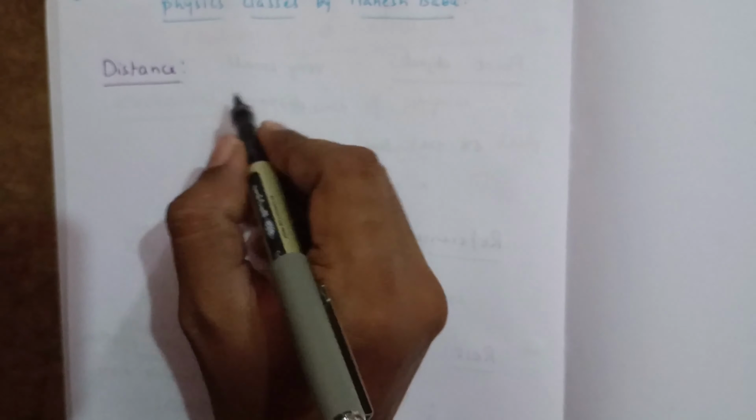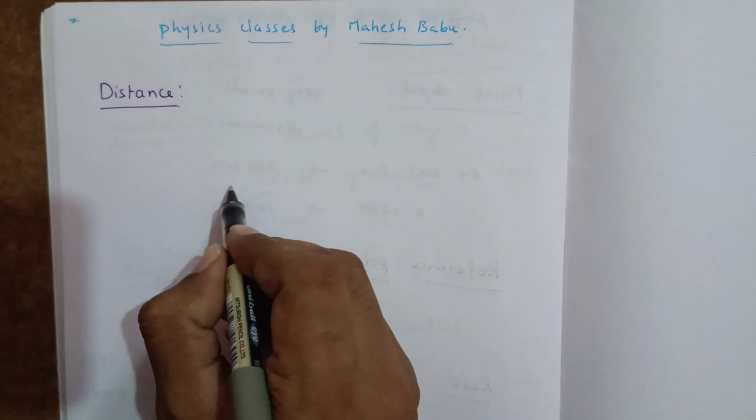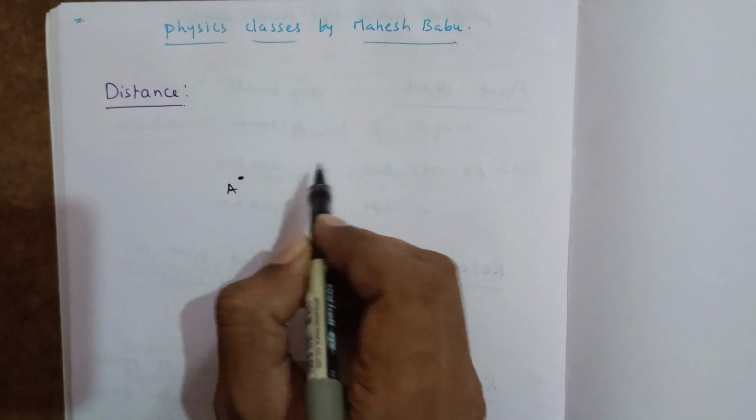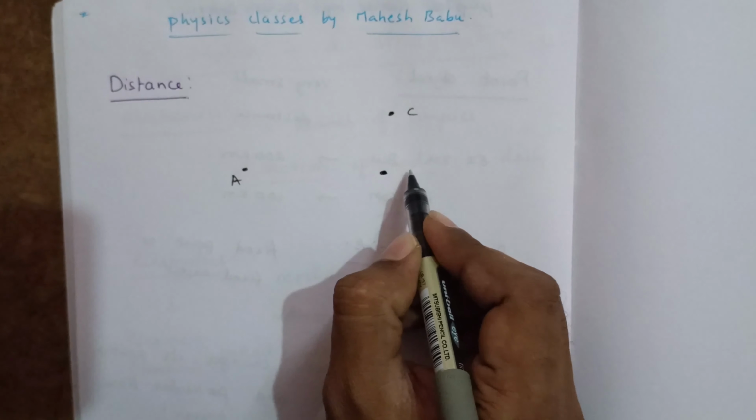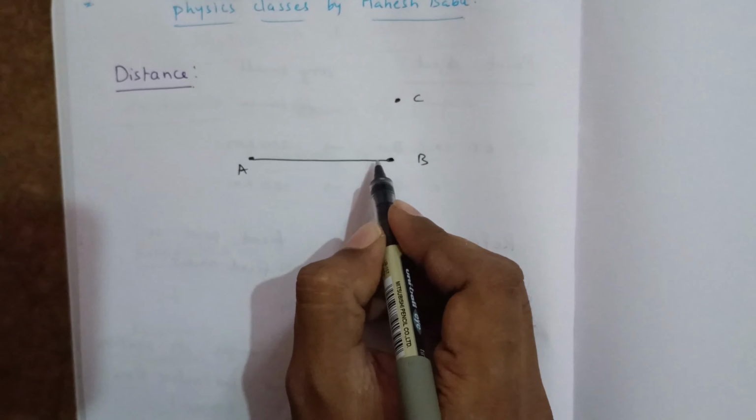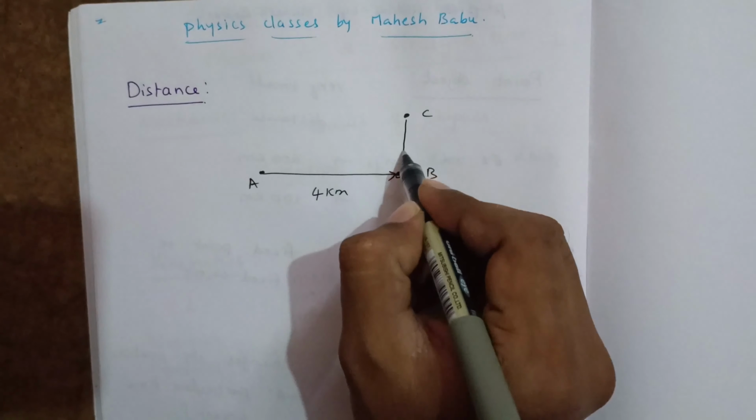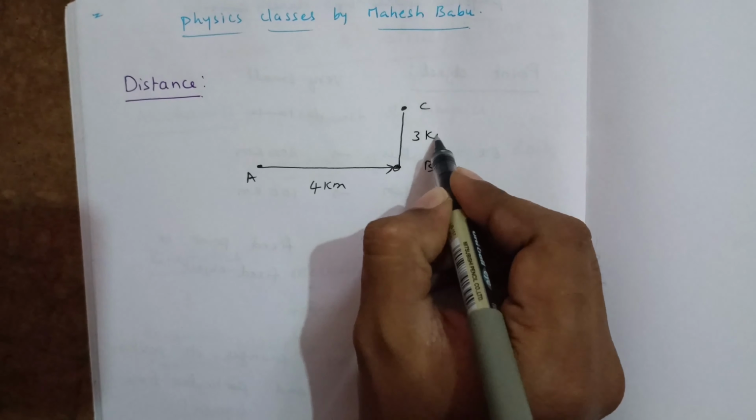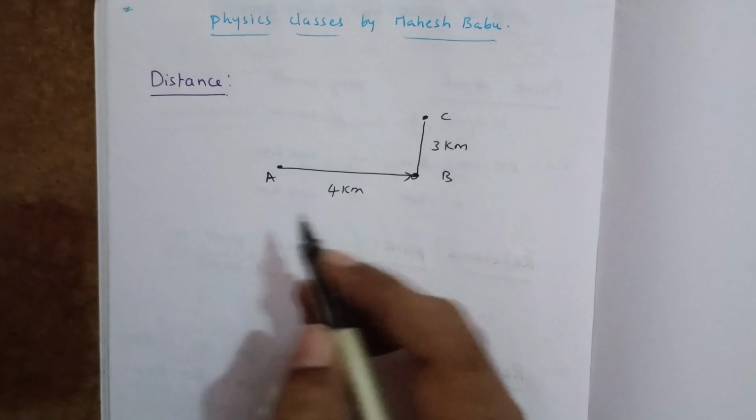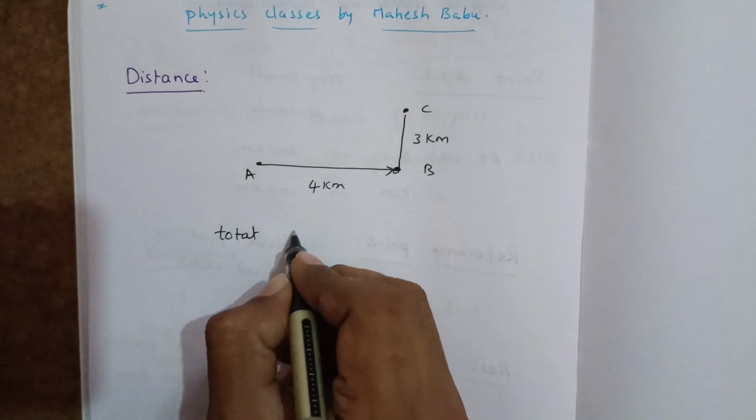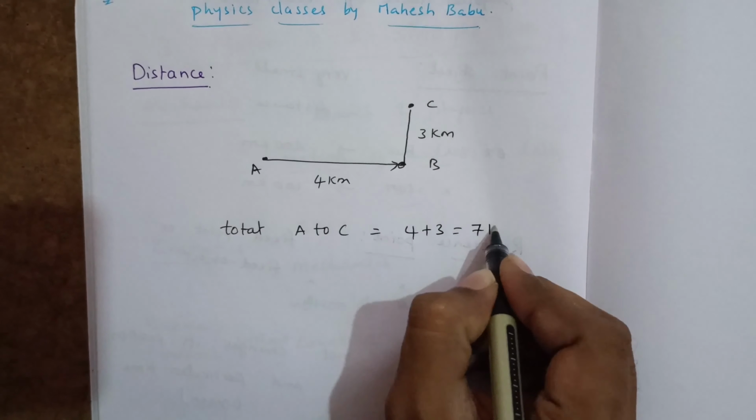Next, distance. If an object travels from one place to another, let us take A as a person who wants to reach his friend C by joining with others at B. He travels 4 kilometers and joins with B, and both together go 3 kilometers to C. He traveled from A to B and B to C. What is the total length traveled from A to C? 4 plus 3, 7 kilometers.